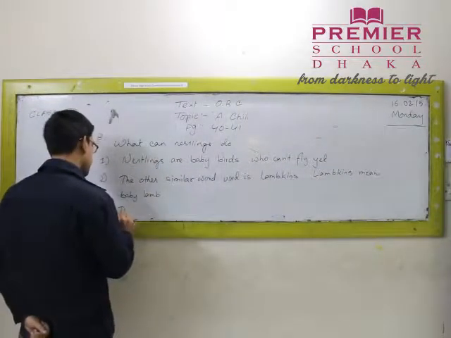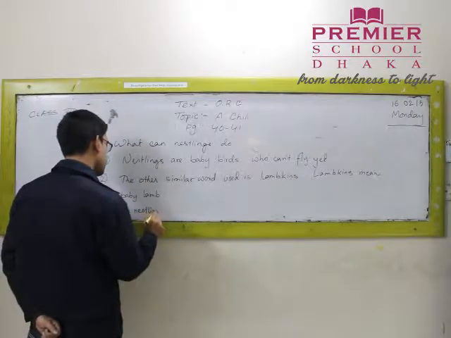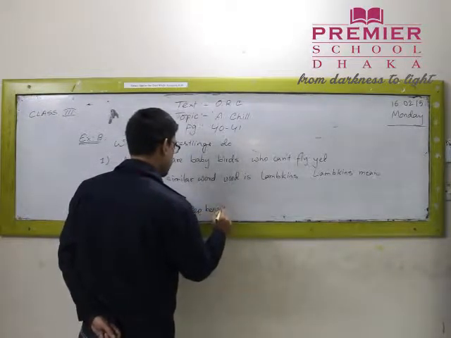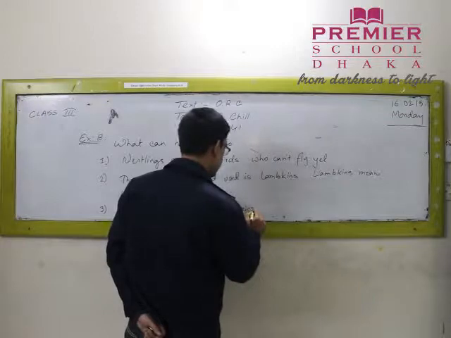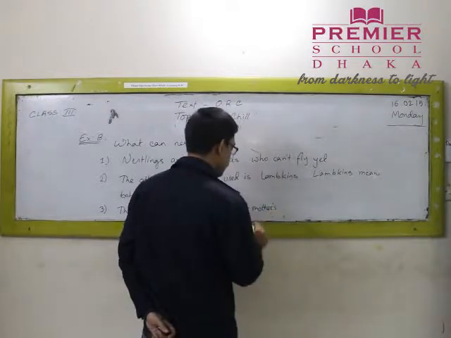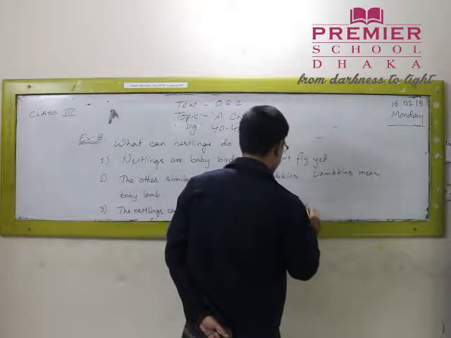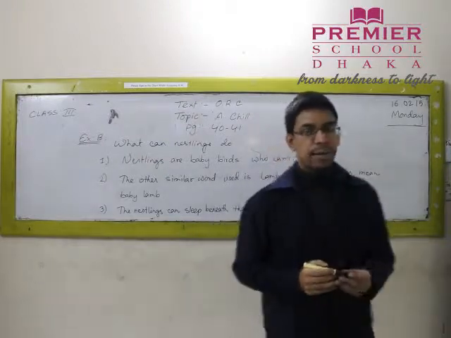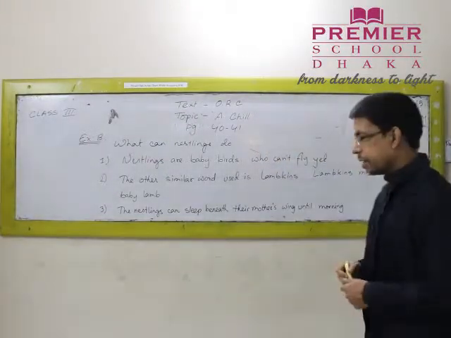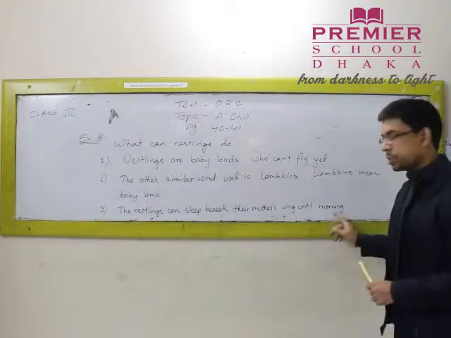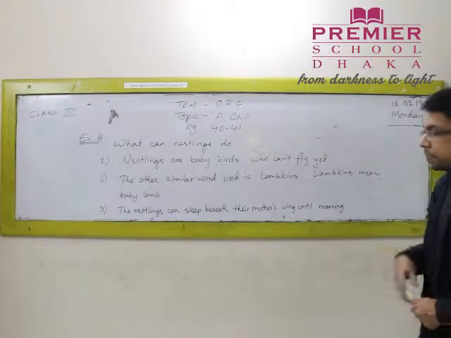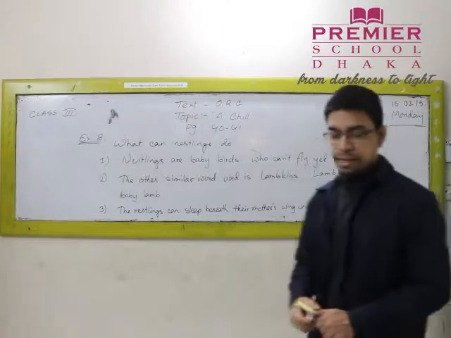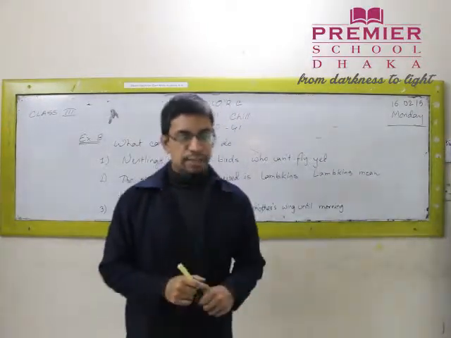Let's write down. The nestlings can sleep beneath their mother's wing until morning. Day breaks anew. That means a new day, a new dawn would come in. Instead of daybreak or dawn, you could use the simpler and easier word, morning. The nestlings can sleep beneath their mother's wing until morning. Simple as that. See, children, it was quite easy. We have finished exercise B as well.